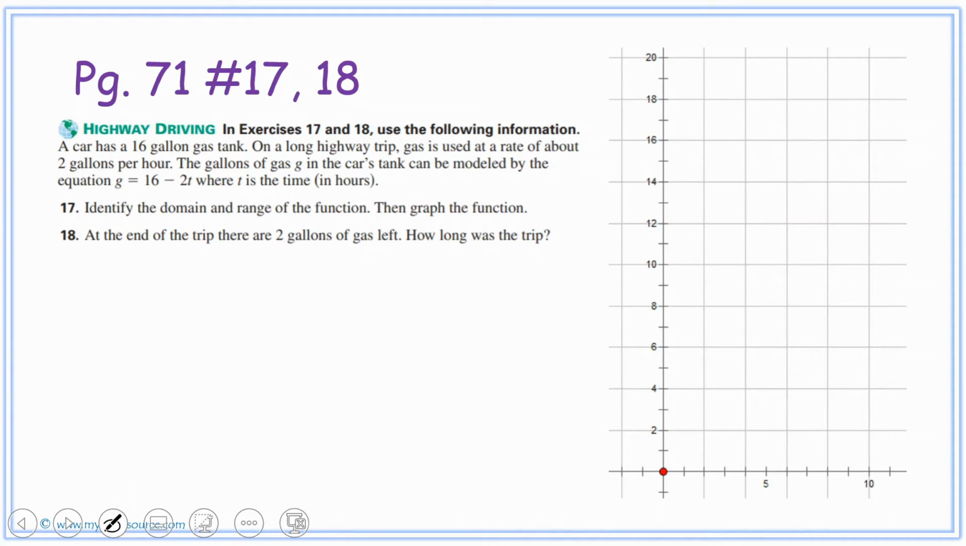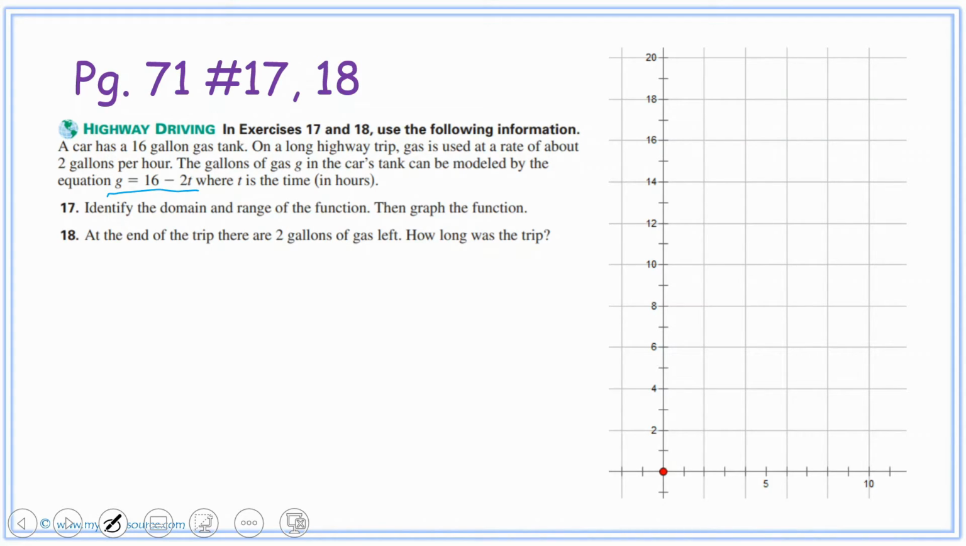So for this one, we have a car has a 16-gallon gas tank. On a long trip, gas is used at a rate of about 2 gallons per hour. The gallons of gas, G, in the car's tank can be modeled by the equation G equals 16 subtract 2t, where t is the time in hours. Identify the domain and range of the function, then graph the function.